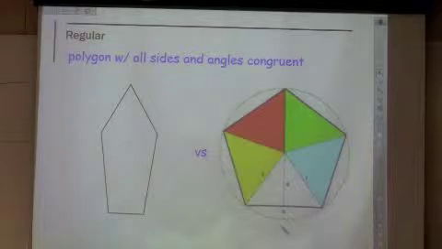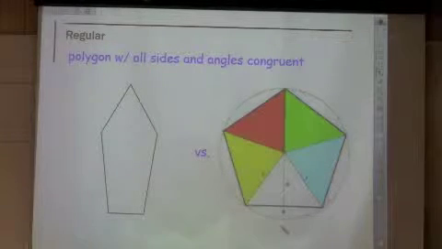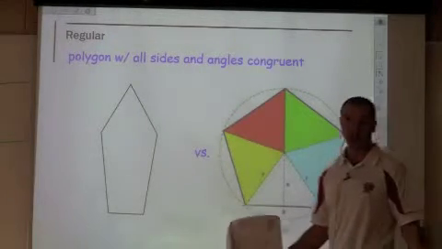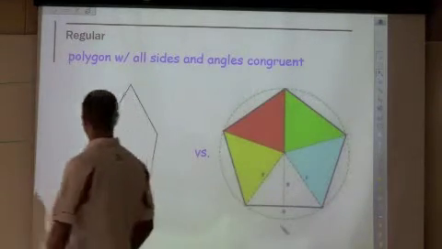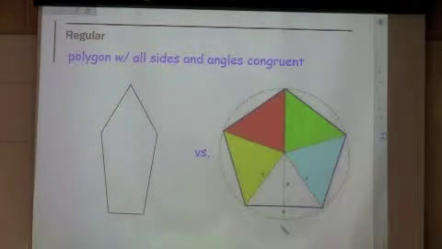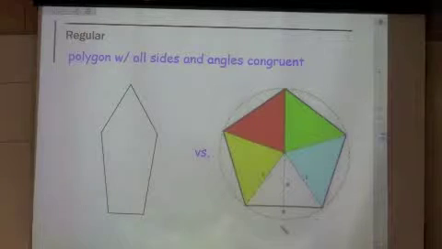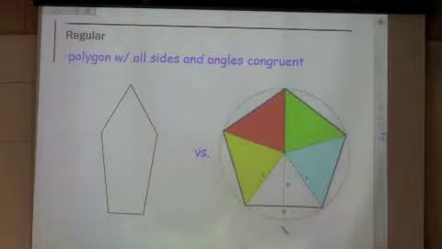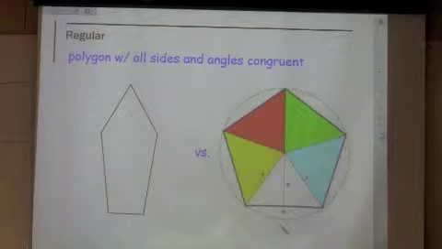And then the last vocab word you've got there is regular. What is a regular polygon? It's kind of the traditional ones we think of. It's any polygon with all sides and all angles congruent. So they're equiangular and they're equilateral.